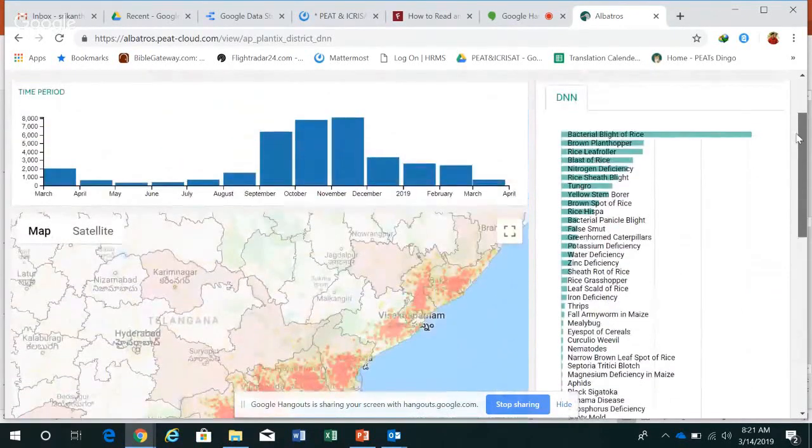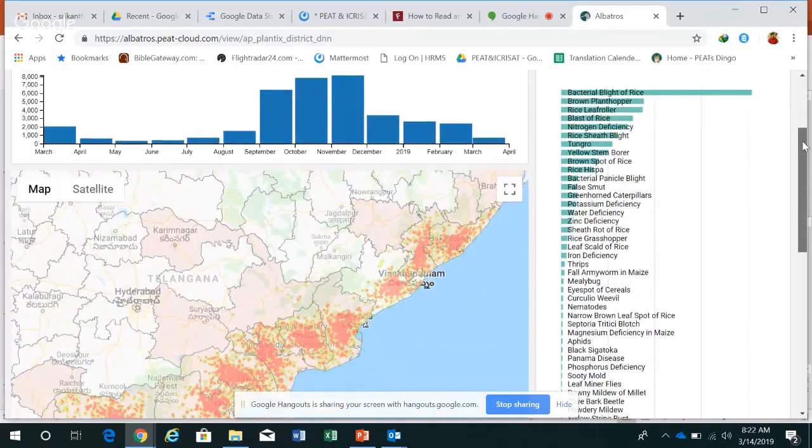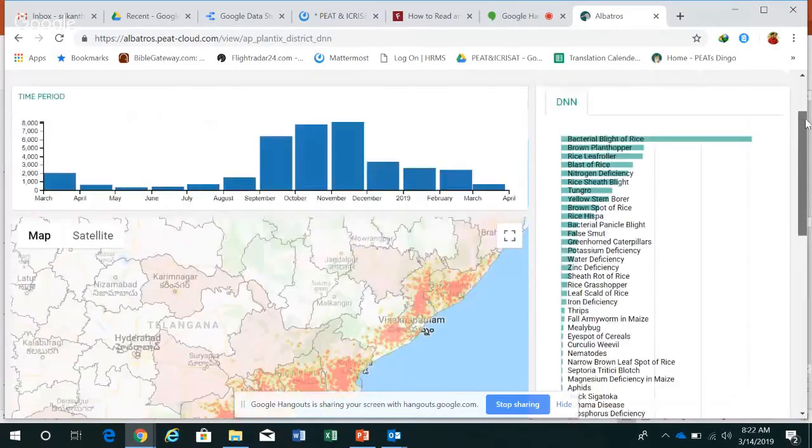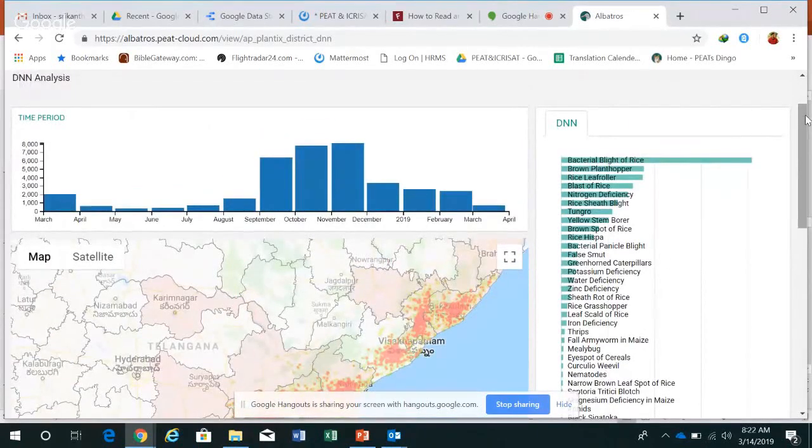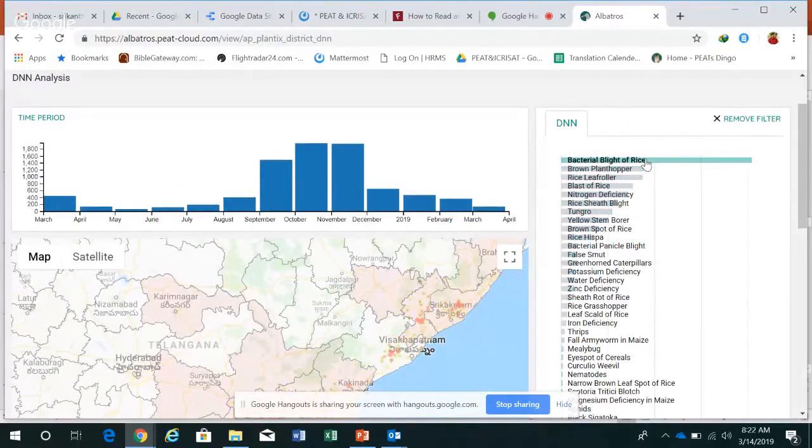And here on the top, I have a timeline with a histogram showing the number of images that were sourced during the last 1 year. If you see, typically we have the growing season, very clearly the Kharif season, where we get a lot of images, and we can actually see the list of diseases and pests. For example, I take bacterial blight of rice that was reported.